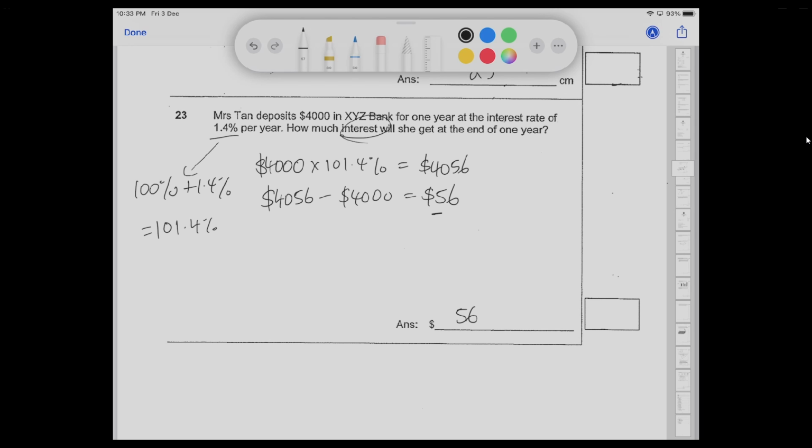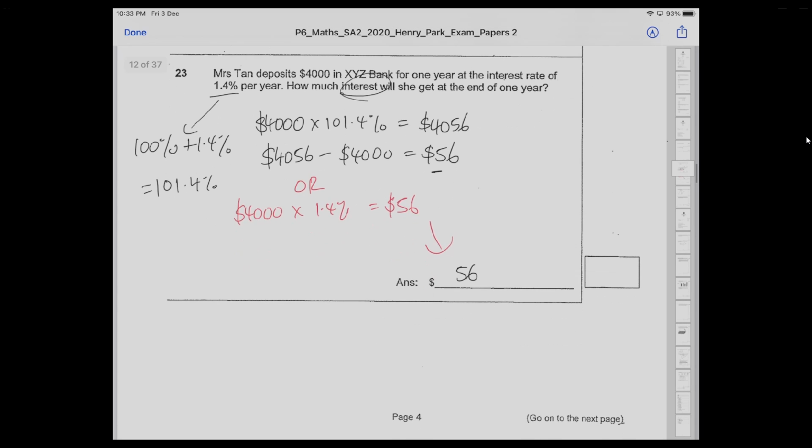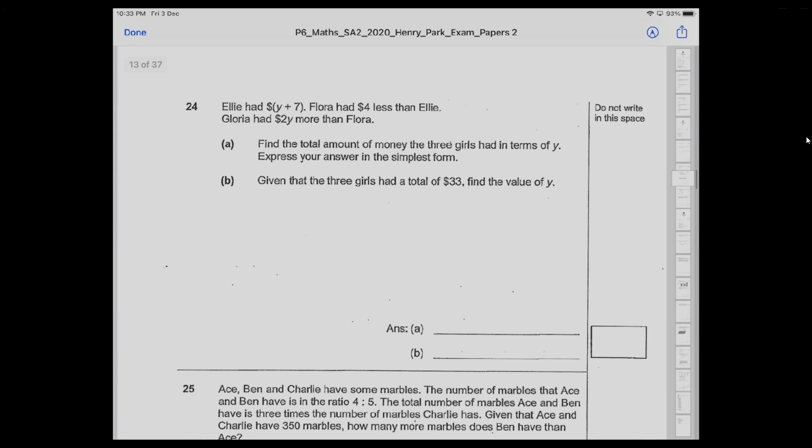To find the interest, which is what she earns essentially, just take 4,056 minus $4,000. Or if you want to go straight to it, just do $4,000 times 1.4% to get $56. Same answer either way. So next question, I guess.